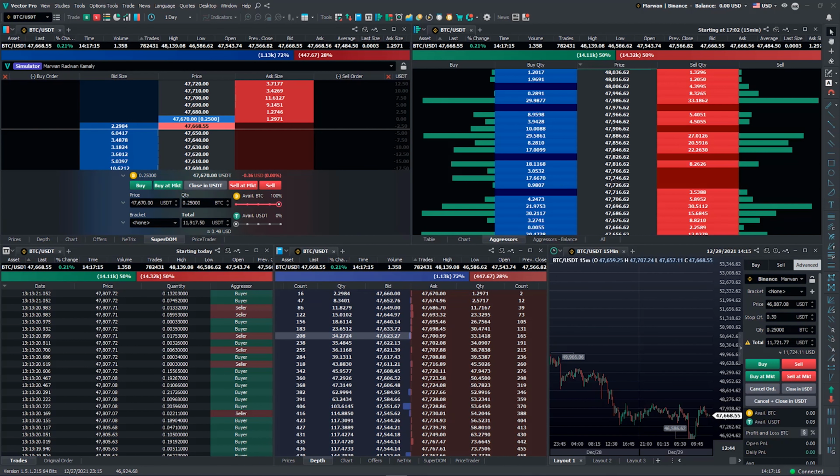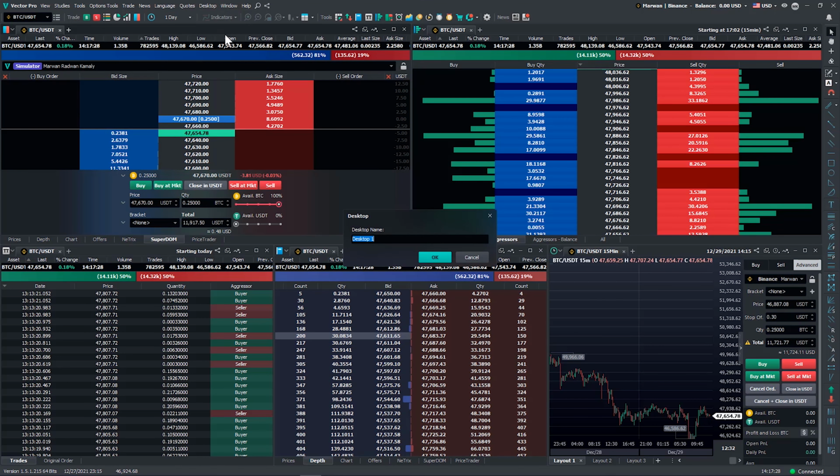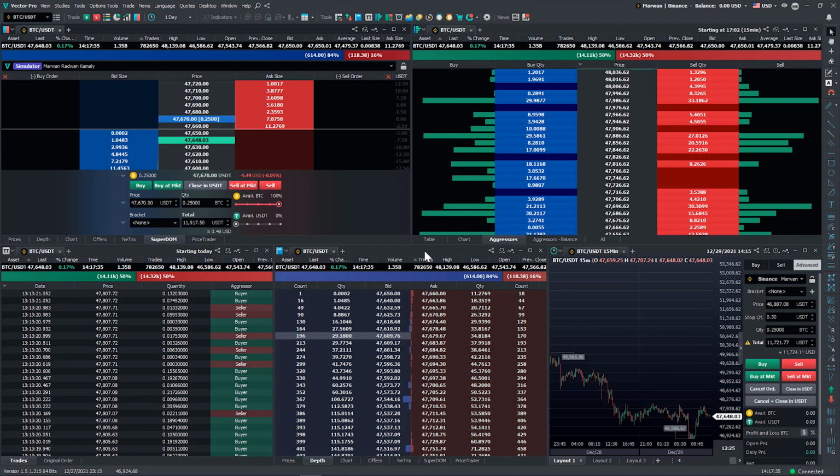Now, if we want to maintain the same setup in the future without having to use this video as a reference every single time, although we don't mind numerous views and likes, we can go to the top menu bar under Desktop. We'll select Save As. We'll go ahead and put Tape Reading, for example. We'll select OK, and voila.